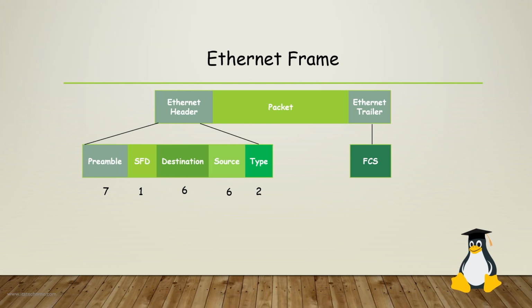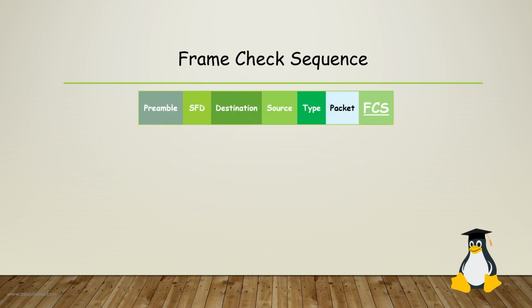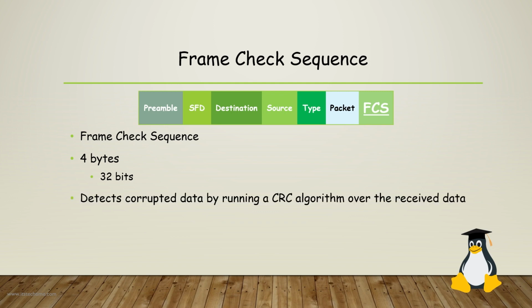Now let's take a look at the only field that is in the Ethernet trailer, the FCS, or frame check sequence. The only field of the Ethernet trailer is FCS, which stands for frame check sequence. The frame check sequence is 4 bytes long, or 32 bits. The FCS detects corrupted data by running a CRC algorithm over the received data. CRC means cyclic redundancy check.